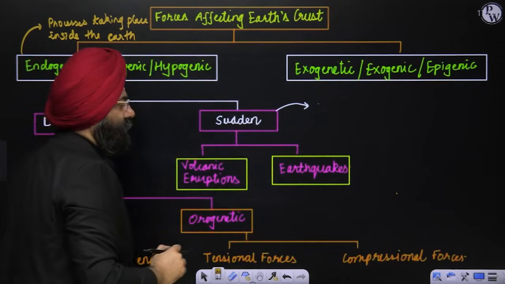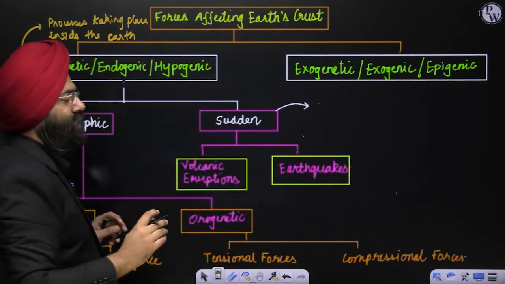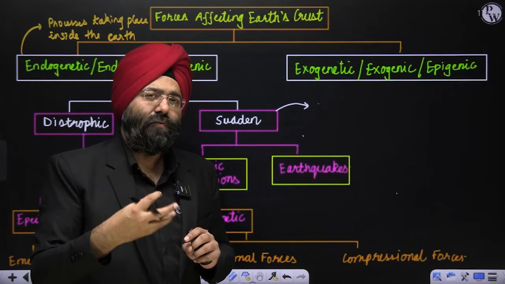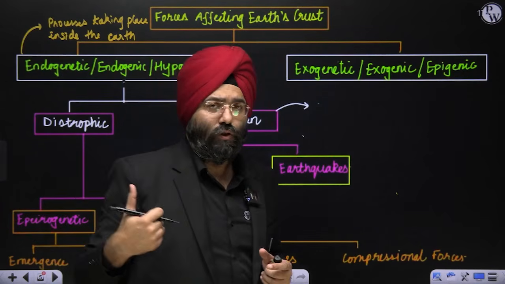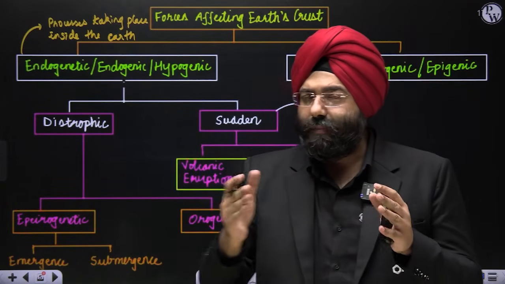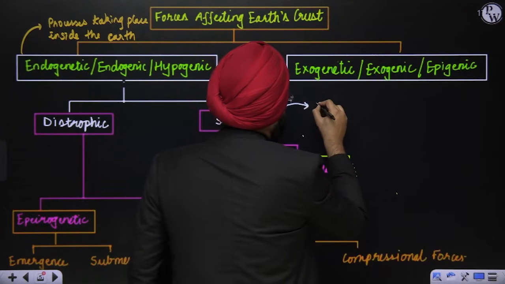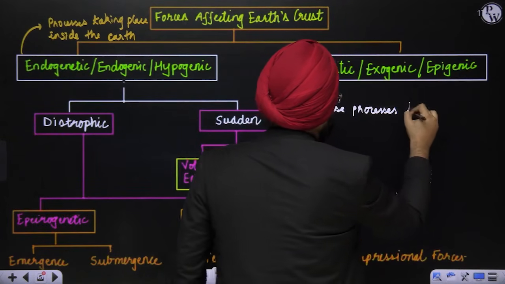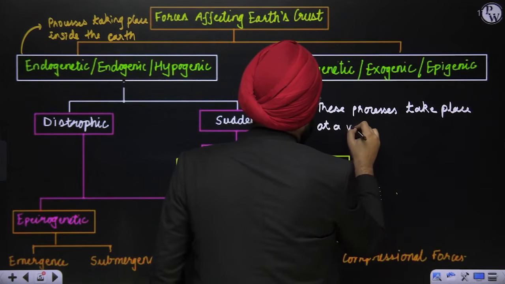Now, when I talk about sudden, please understand one thing very clearly. The classification, this diastrophic and sudden, is based on the fact that sudden phenomena means those processes which take place at a very fast pace, a rapid pace, or take place suddenly. Diastrophic forces are those forces or processes that are basically taking place inside, but they are very time consuming processes, or take a lot of time. So, under sudden, you can say these processes or phenomena take place at a very rapid pace.